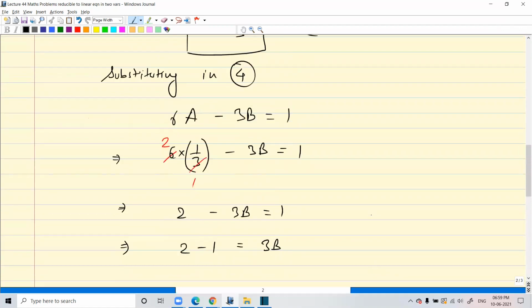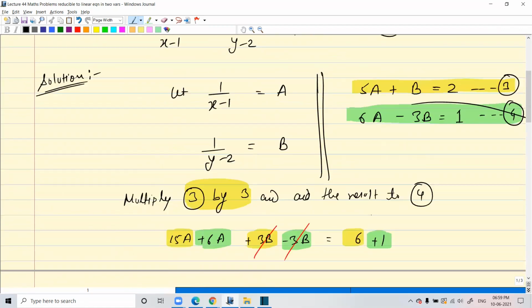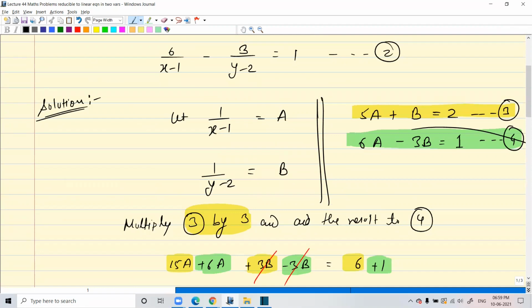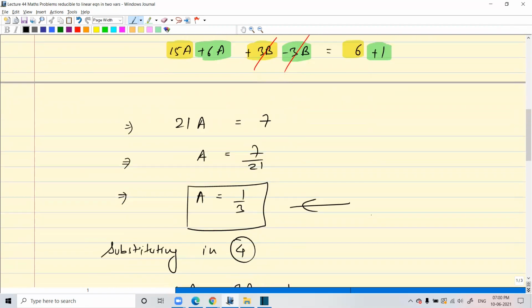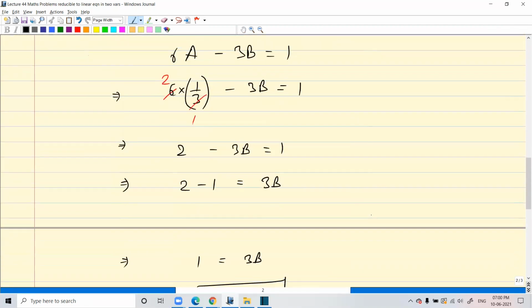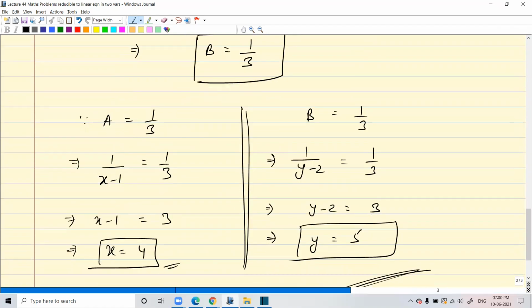Before this, it was simple. Pair of linear equations in two variables. We use the elimination method to find the values of a and b. And once we found a and b, we used a simple equation just like this to find the values of x and y.